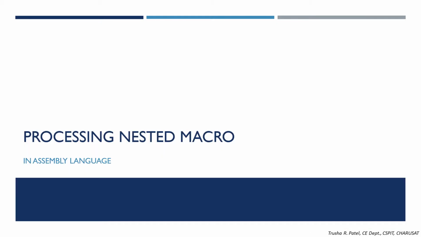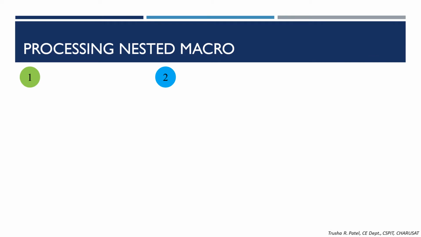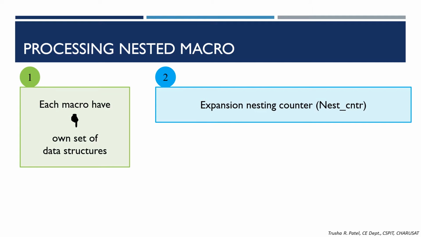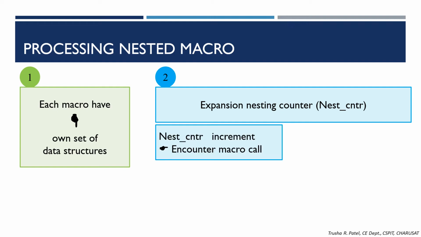Next we are going to discuss processing the nested macros. While processing the nested macro, two things we have to take care about. First, for each macro we should have different data structures. That means all the tables that we have discussed, we have to generate for each of the macros separately. Second, we have to maintain a counter, that is the expansion nesting counter.